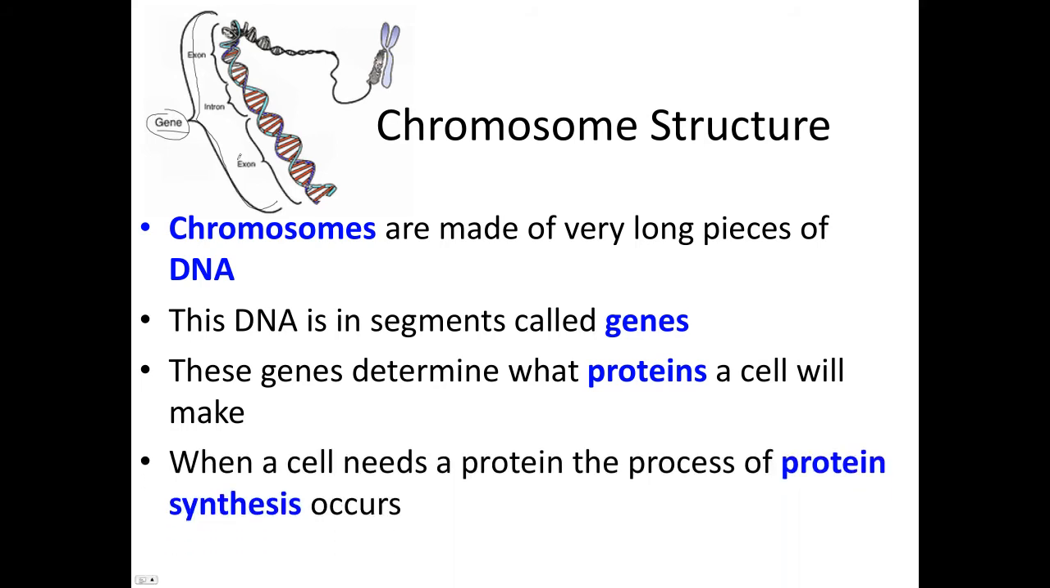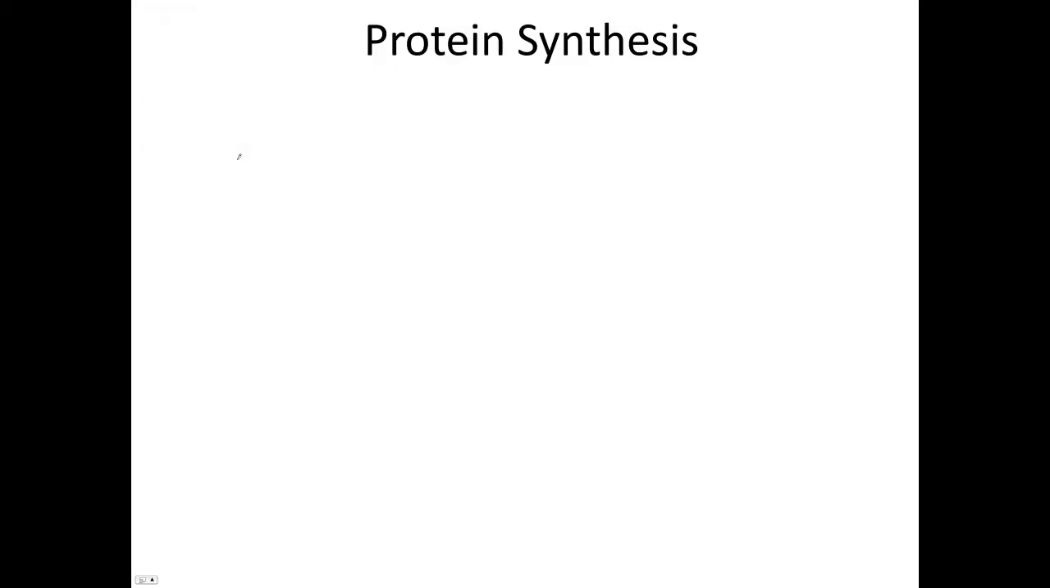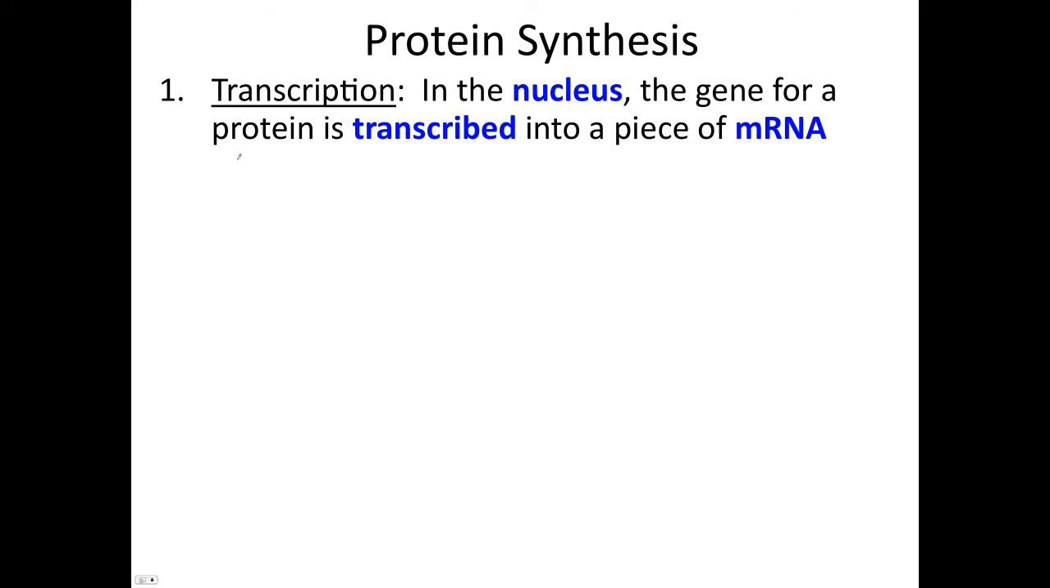So when a cell needs a particular protein, we go through this process called protein synthesis. We're going to sum this all up one more time, so we're going to review a little bit. That first step that we talked about was transcription. This happens inside the nucleus, because this is where DNA is. The gene that needs to be transcribed into that secret message is going to be transcribed into a piece of messenger RNA.